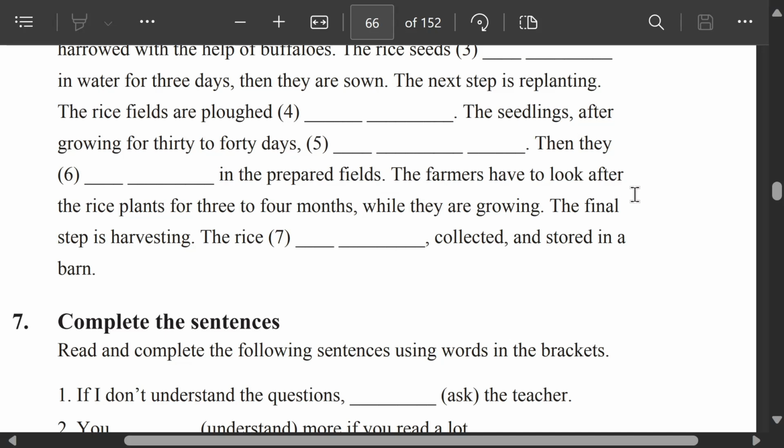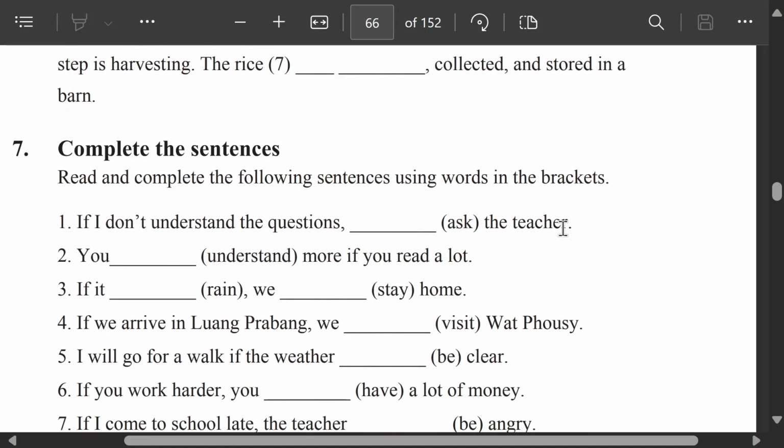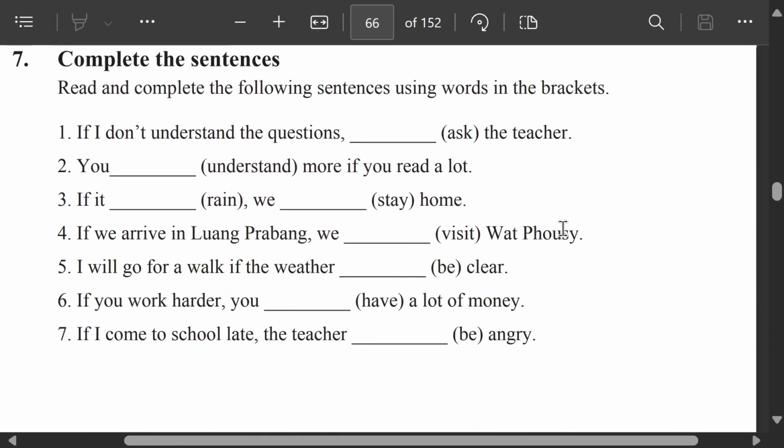The farmers have to look after the rice plants for 3 to 4 months while they are growing. The final step is harvesting. Harvesting, right? The rice is harvested, collected, and stored in a barn. Remember the barn? In a barn, right? So maybe I'll stop here today.